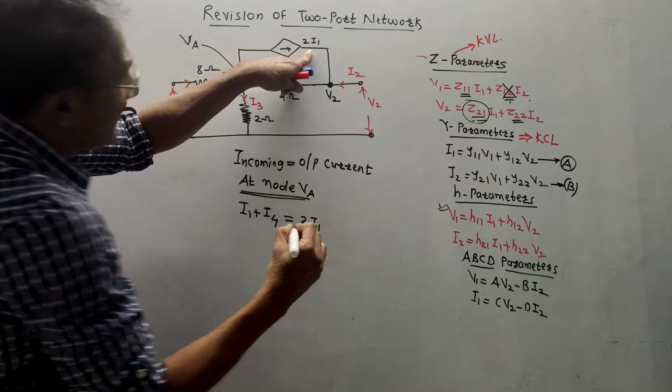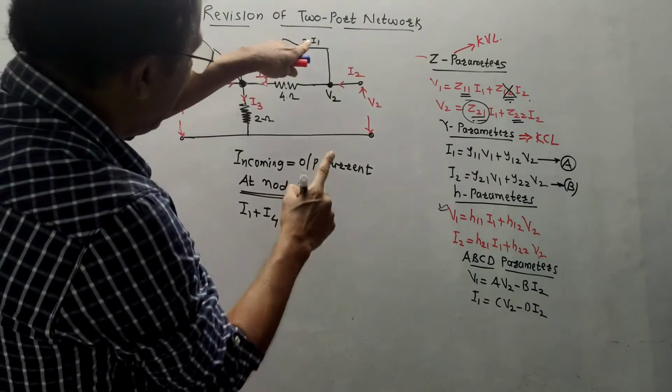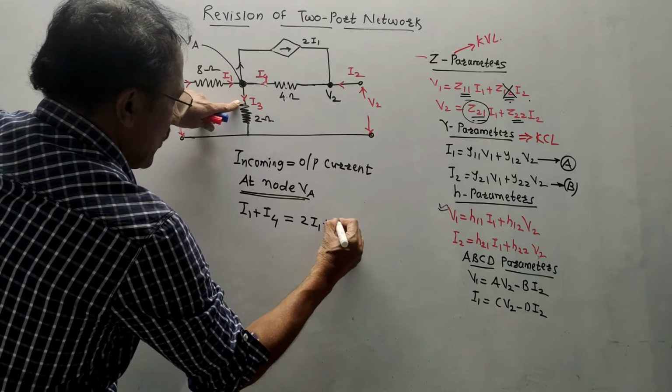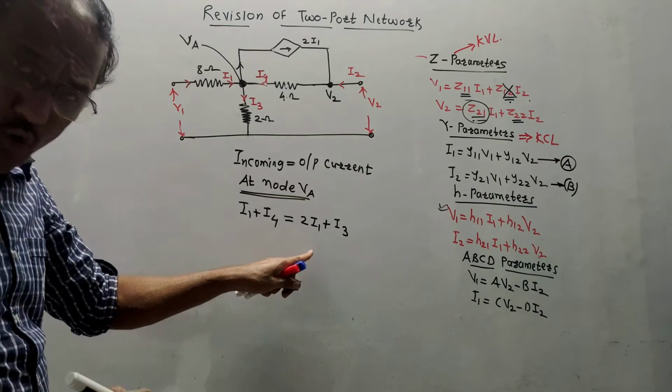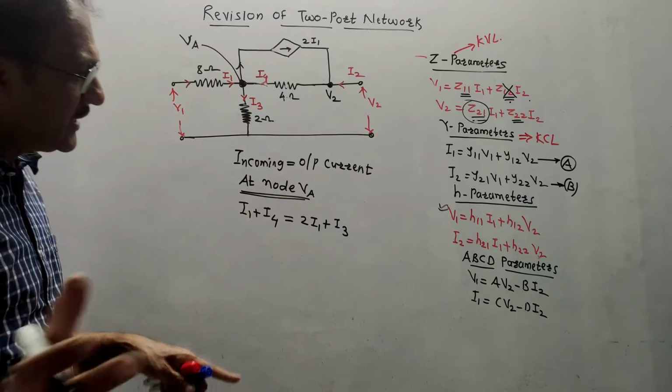Since the value is given in terms of current, unnecessarily don't change the notation, keep the notation as it is. So I have kept it as it is, 2I1, and I3 is also an outgoing current. So this is now the formula. After writing the node equation, the next step is to write the equation of current in terms of voltage.